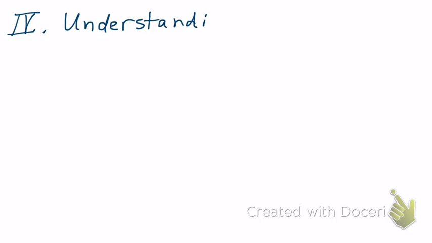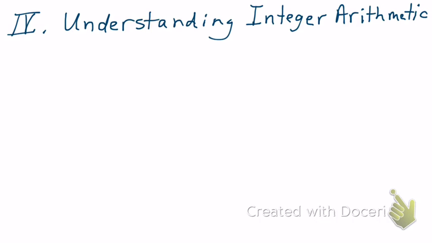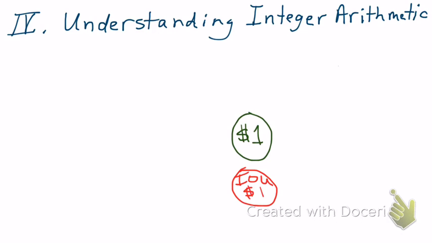All right, let's talk a little bit about understanding these rules. So, understanding integer arithmetic. We're going to think of a green circle as being worth $1. And I don't know about you, but when I was young, if I borrowed money from my sister, which I sometimes did, I had to give her IOUs so she could get me to pay her back later on. So here we're going to have an IOU of $1. So red chips are $1 that you owe.